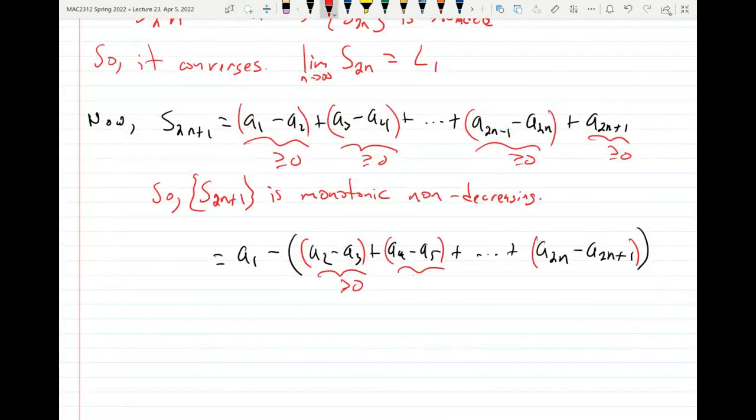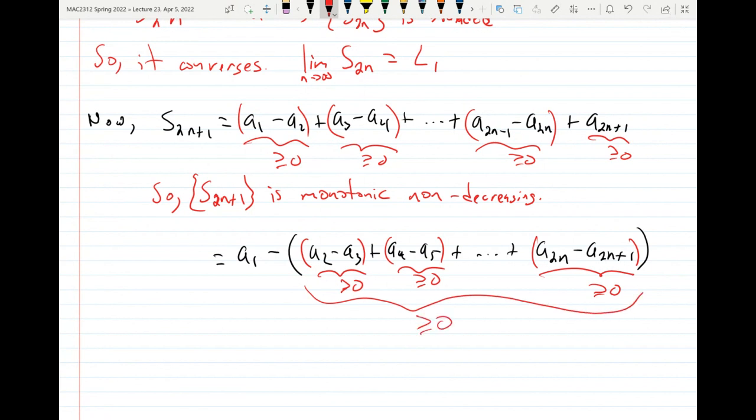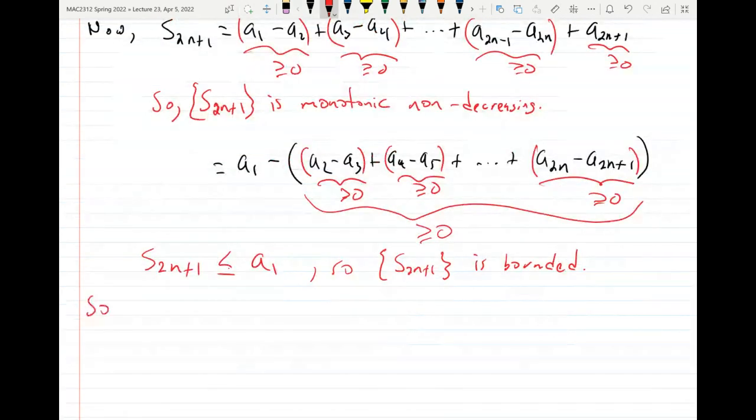So this is positive, not negative. Once again, this entire parenthesis is a positive quantity. So that means that we have A1 minus something positive. Moral of the story, this is less than or equal to A1. So once again, it's bounded. So S2n plus 1 is bounded. Yes? So it converges.